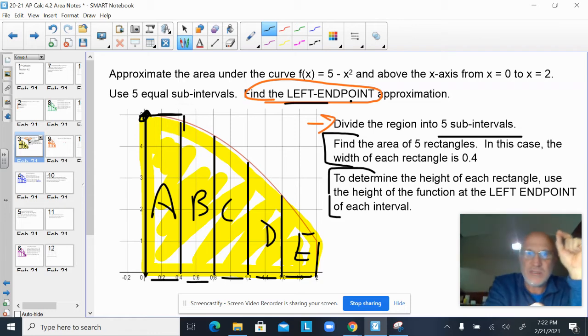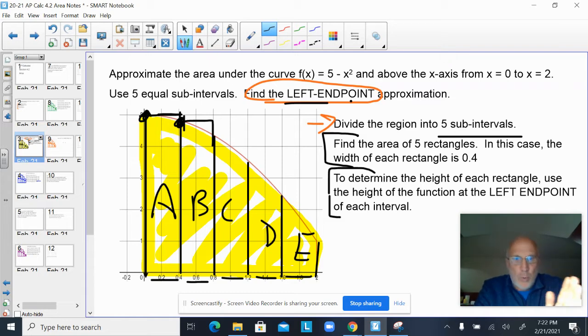There's a rectangle that's supposed to connect. Rectangle B, again, the left endpoint, wherever the height is at the left endpoint, well, that's this height right there. I'm going to go across there and create a rectangle. I'm going to keep going.